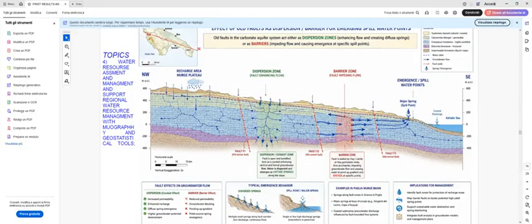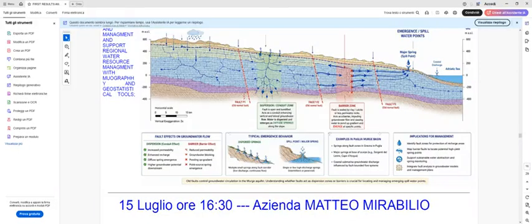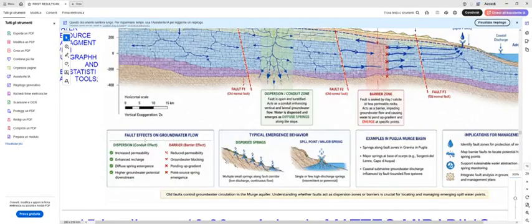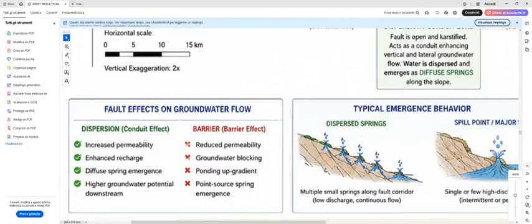So the measure spilling point is near the Adriatic Sea surface, and some part goes directly to the Adriatic. So this is one of the natural travel paths, which will be the fault effects on groundwater. This is a dispersion. The most effective effect is dispersion, increased permeability, diffuse spring emergence, and higher groundwater potential. You have also the barrier effect, reduced permeability, ponding up gradient, and point source spring emergence.